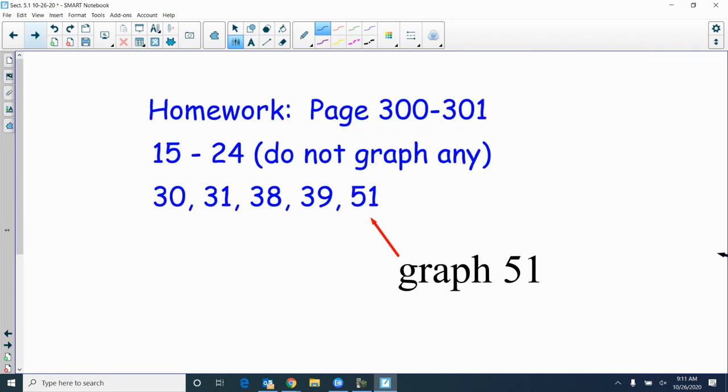Now, make sure you follow these directions. 15 through 24, do not graph any of those. The only one you graph is 51. All right, now we're going to collect your test back up.